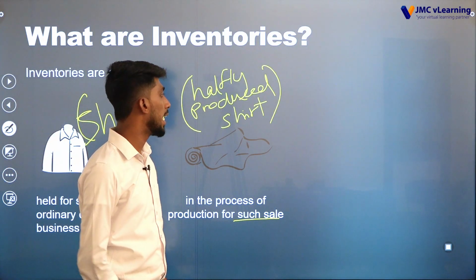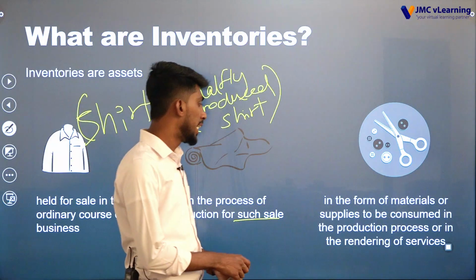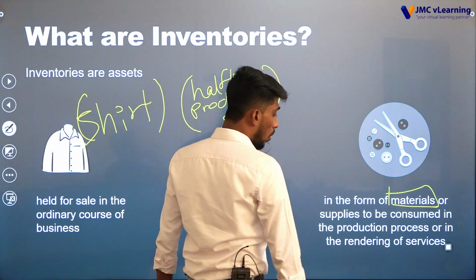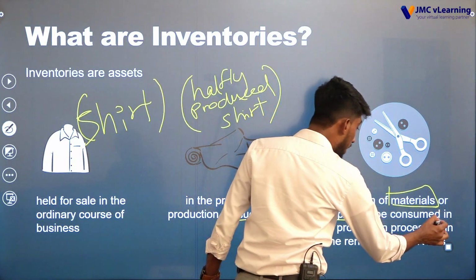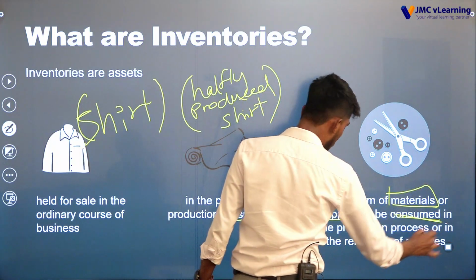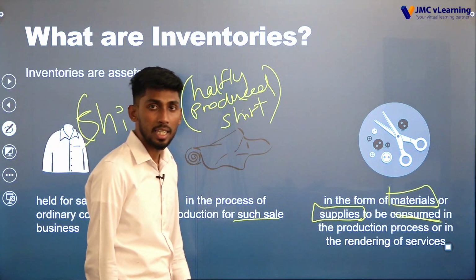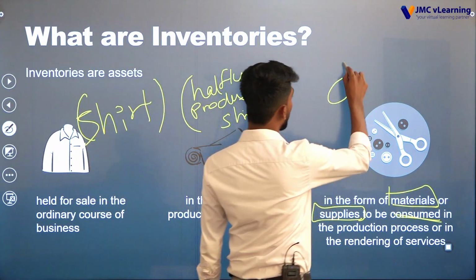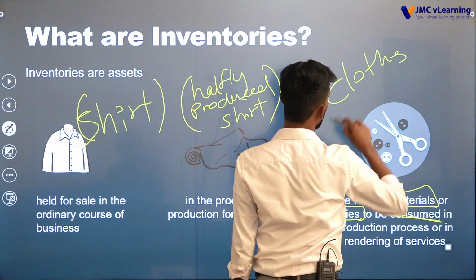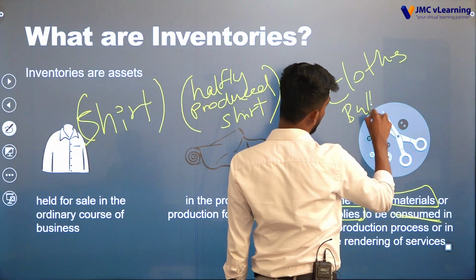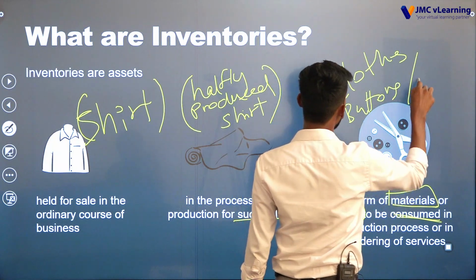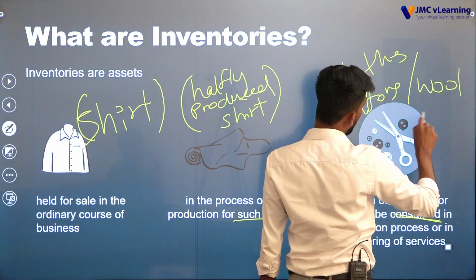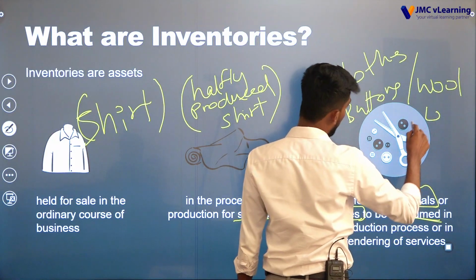And not only that, any other materials or supplies to be consumed in the production process or in rendering of a service. Now think like this. To make a shirt, we need what? To make a shirt, we need cloth and we need buttons. Then we need wool.